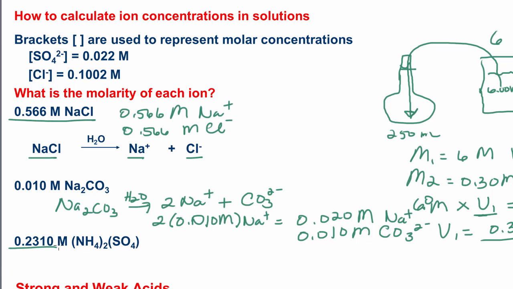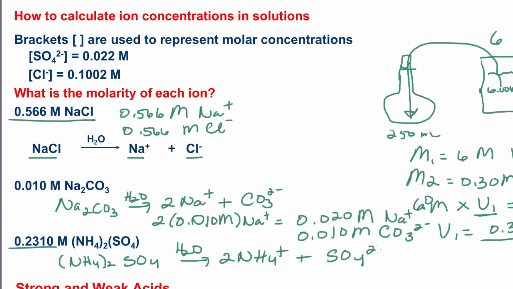Okay, so let's do this one again. I'll go ahead and write the equation for the dissociation. This is in water. This will completely dissociate into 2 moles of ammonium ions plus 1 mole of sulfate ions. So the concentration as far as sulfate ions go will be 0.2310 molar, and for the ammonium ions that would be 2 times 0.2310 molar, and that would give us 0.462 molar in ammonium ions.